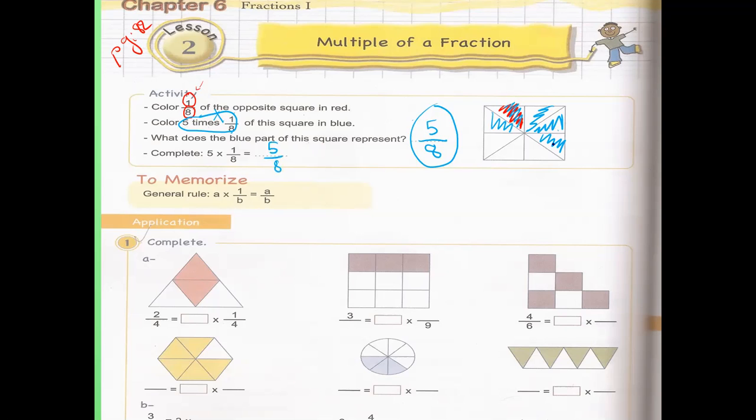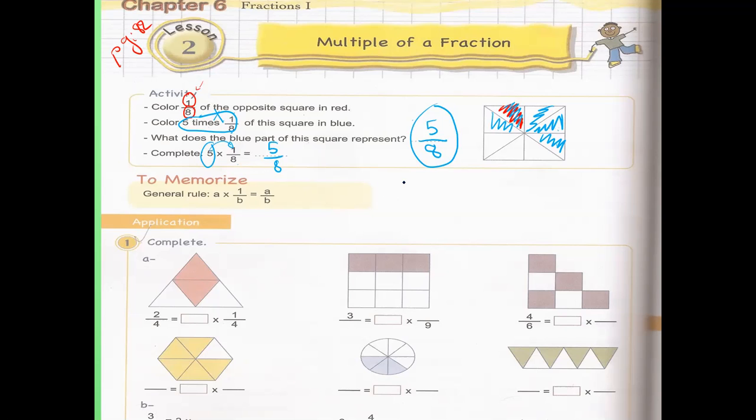Because if you look here, how do we write the fraction? 1, 2, 3, 4, 5, the colored parts out of 8. So what do we notice? We notice that if we want to multiply a number by a fraction, we just multiply this number by its numerator. So 5, in order to multiply it by the fraction 1 out of 8, we just multiply 5 by the numerator, which is 1. 5 times 1 equals 5, and we copy the denominator, it's 8. So 5 out of 8.